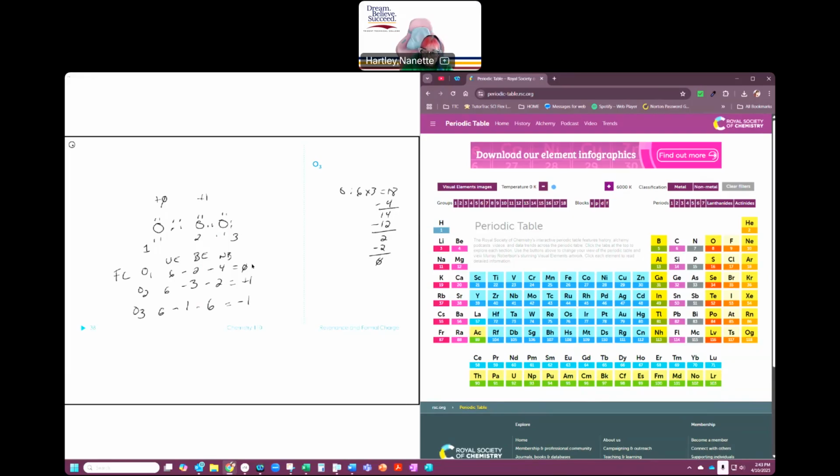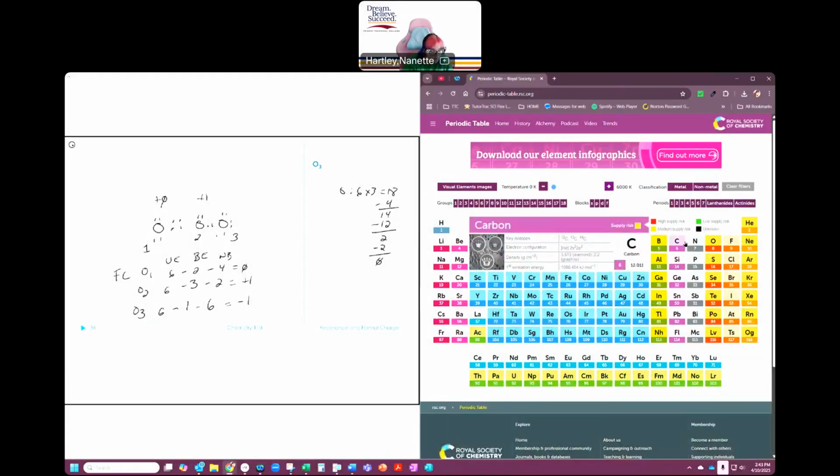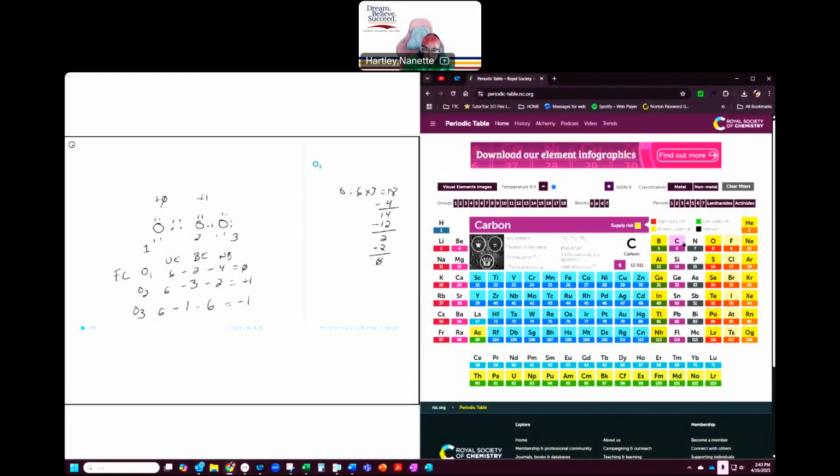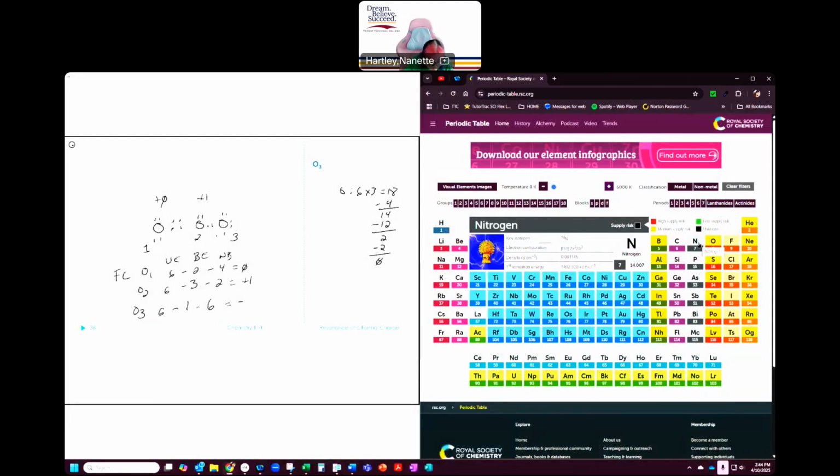Now looking at oxygen, where it is, it's in the second row. So it can only have a certain number of electrons around it. It cannot have more than 8. We cannot violate that octet rule because it doesn't have any empty d orbitals with which to violate it. So we can't give it any more than that. So this is the best structure that we can come up with for this.